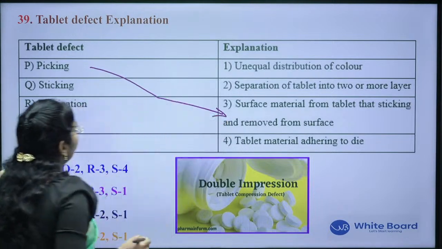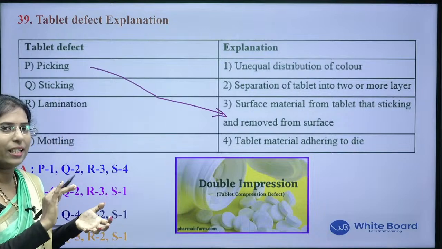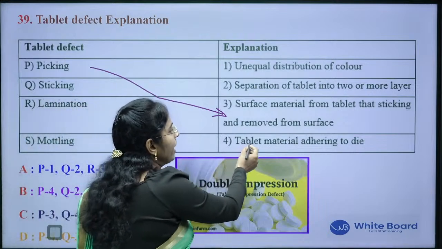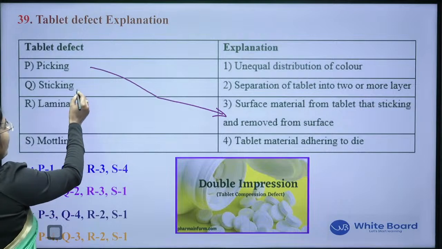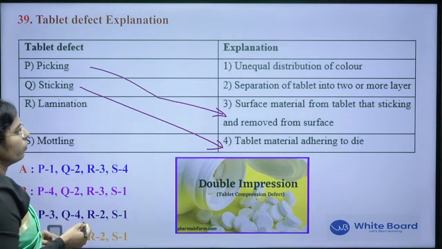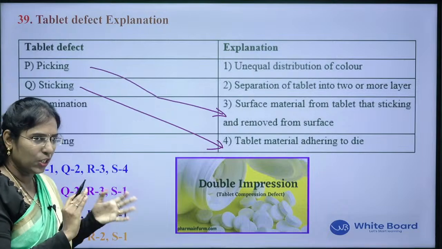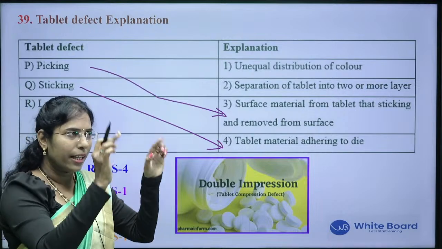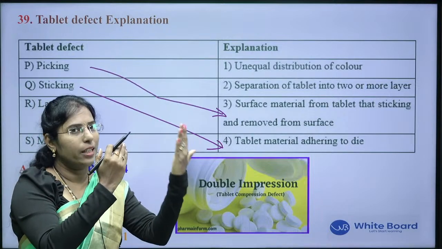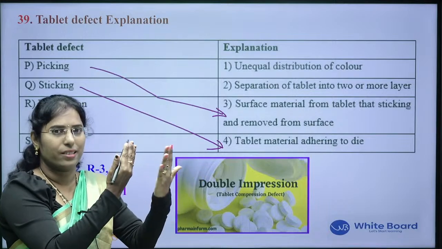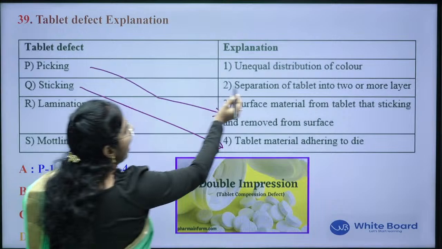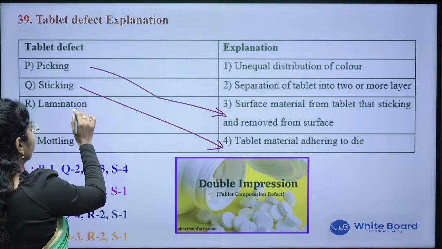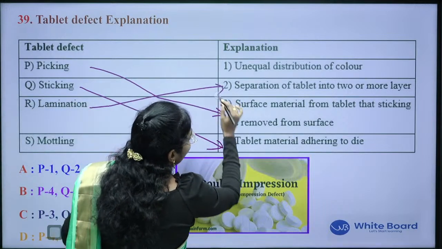So here it is option 3. Next, sticking. Sticking is the tablet material adhering to the die, and that is known as sticking. So Q is for 4. And next one, lamination. Just remember laminating. When you are laminating anything, like a photo frame, at the back of that there will be one sheet, like layers. So lamination is the separation of a tablet into 2 or more layers. Just remember, lamination is separation into layers.